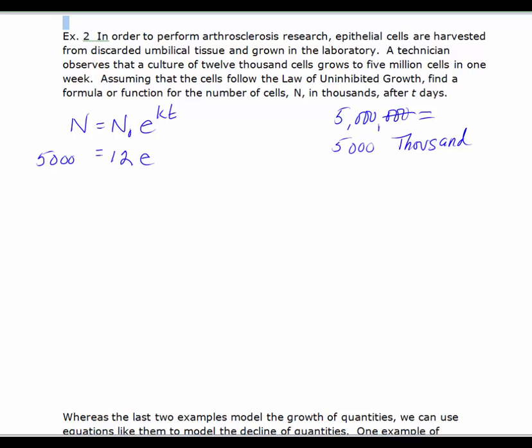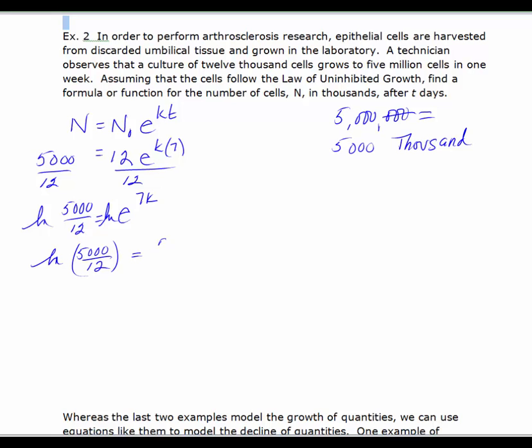E to the k, we don't know k, we're going to try and find k. Because the 12,000 cells grows to 5 million in 1 week, t is 7. I'm going to divide each side by 12. I'm not going to do any of the arithmetic until the end. So I have 5,000 divided by 12 equals e to the 7k. I'm going to take the natural log of each side, giving me the natural log of 5,000 divided by 12. The natural log of e to the 7k is just 7k. I'm going to divide each side by 7.